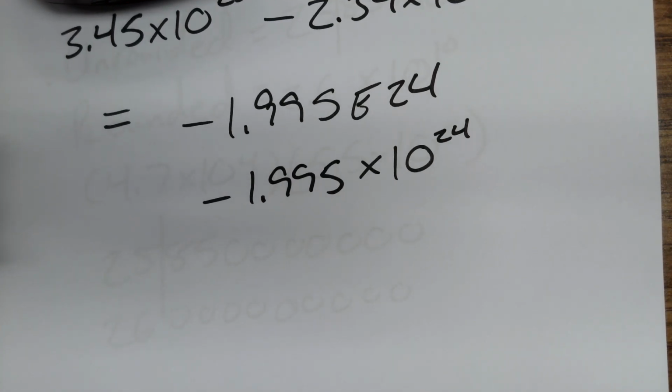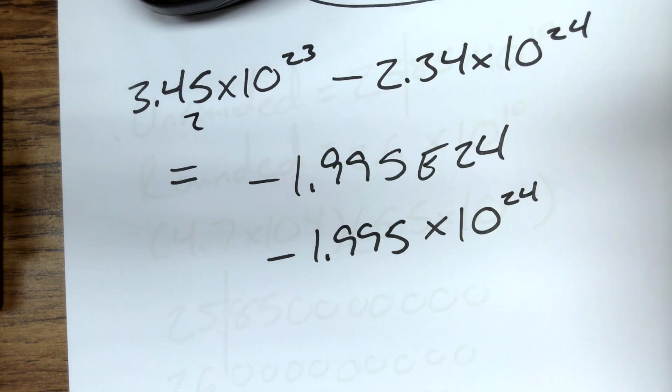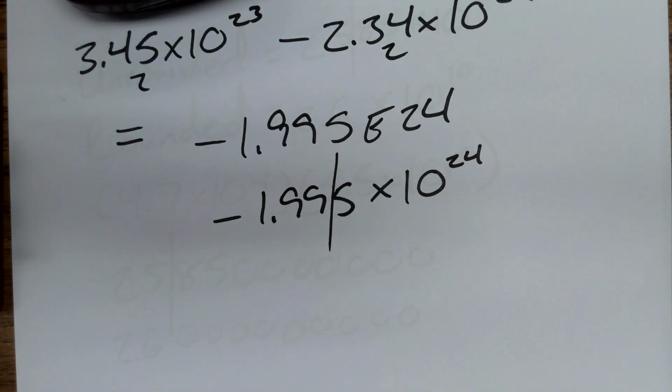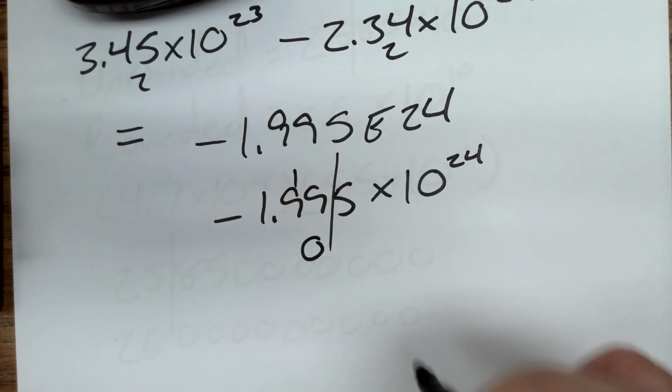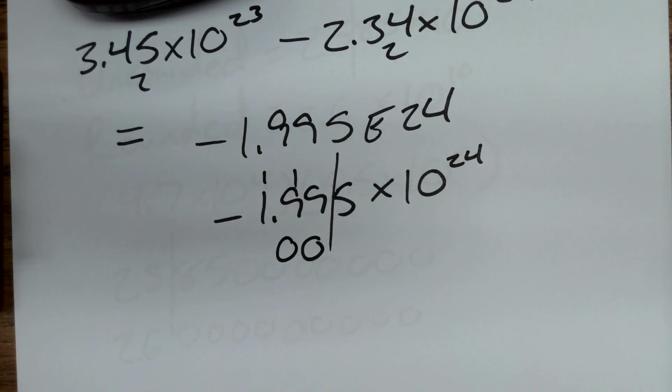Now, am I looking at sig figs or decimal places for rounding? Look at decimal places because I subtracted my numbers. So I'm counting decimal places. I count 2 over here, I count 2 over here. Is the 5 big enough to push my 9 to a 10? Yeah. 9 plus 1 is 10. 1 plus 1 is 2.